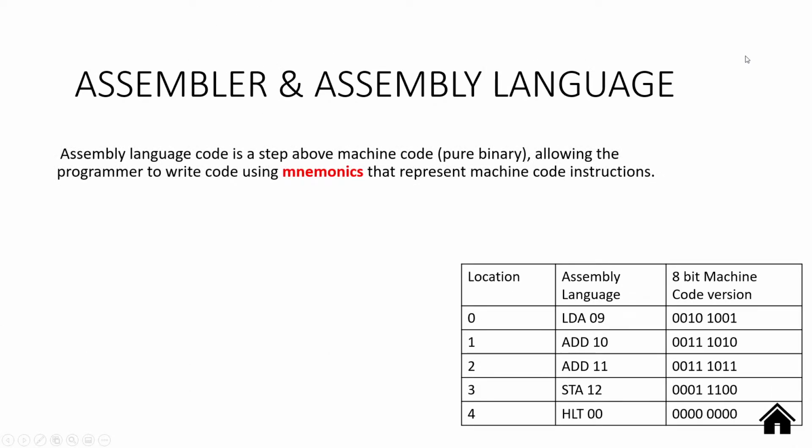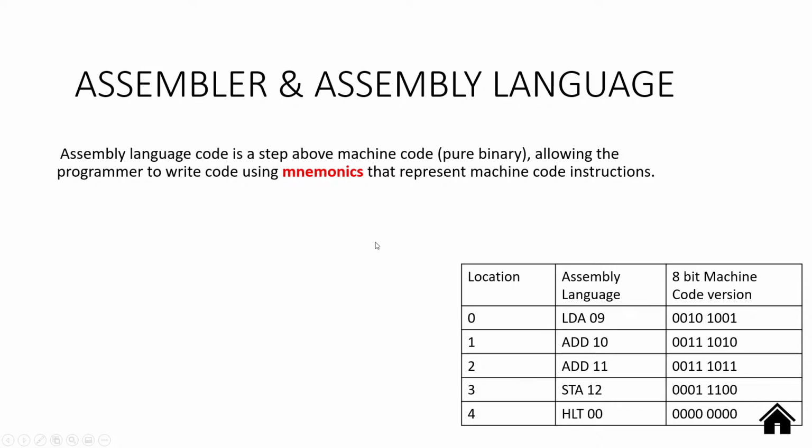So the outcast, the assembly language on its own, not friends with compilers and interpreters. Assembly language is a lower level code. Lower level meaning lower or closer to the hardware. So assembly language is a step above machine code, allowing the programmer to write using something called mnemonics. And mnemonics are those things down there: LDA, ADD, STA, HLT. Load at the address, store at the address, etc.